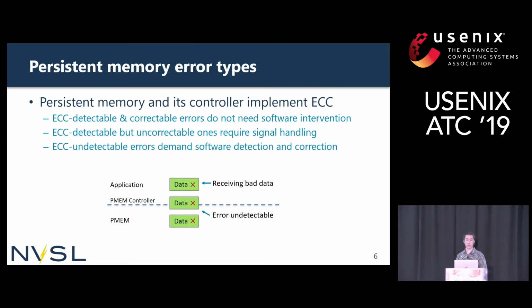The last type of error is not even detectable by the hardware ECC. They can be some media errors that accidentally escape the ECC check, or they can be some software-induced errors that are transparent to the memory controller. This type of error will result in corrupted data being delivered to the application. If the application does not have any software detection and correction mechanism, it will consume the data and have unpredictable consequences.